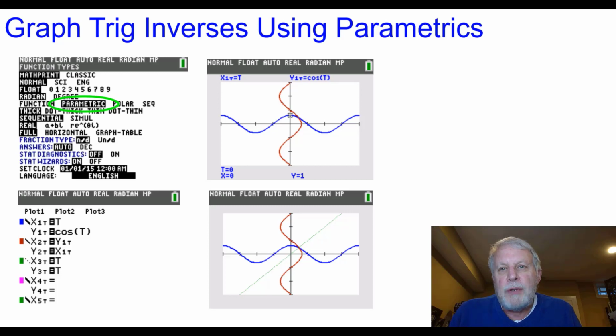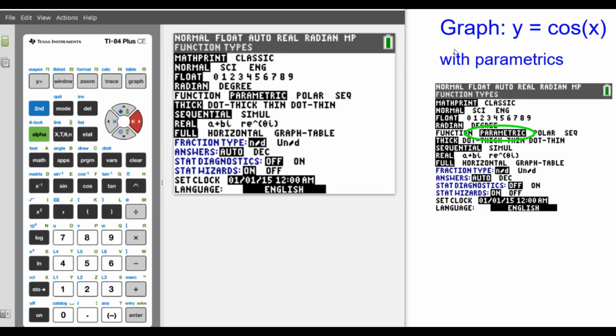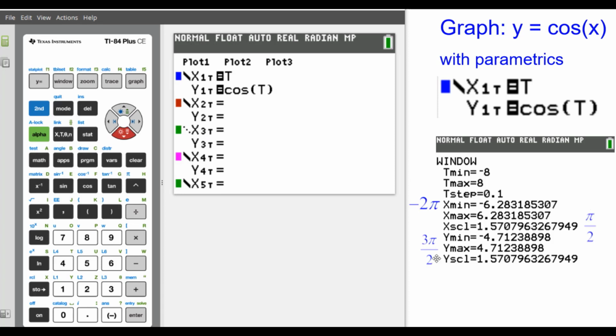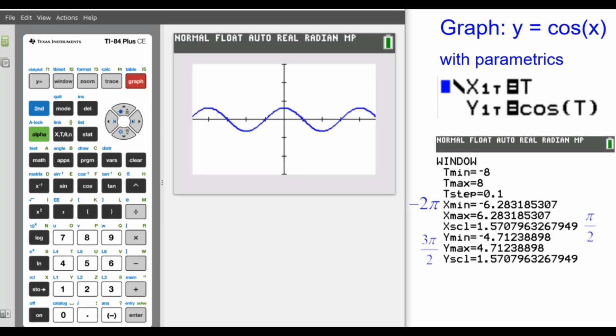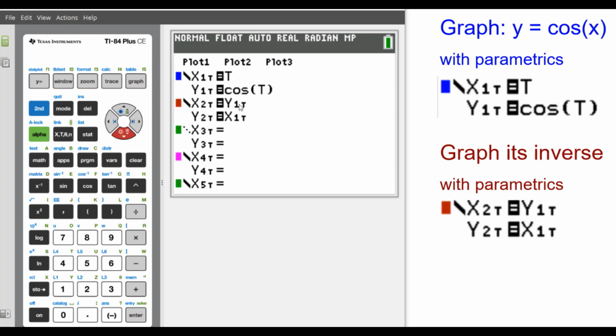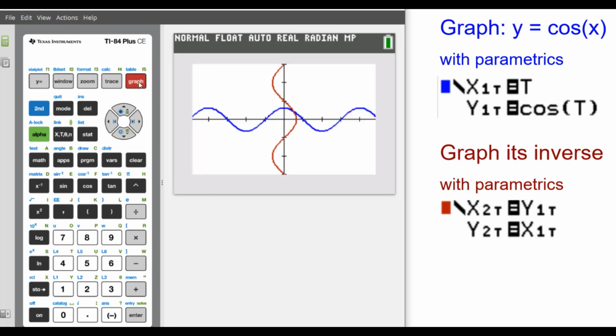Graph trig inverses using parametric equations. Let's graph y equals cosine x with parametric equations. We will use this window right here. Go ahead and graph. Graph its inverse by interchanging the x and y.